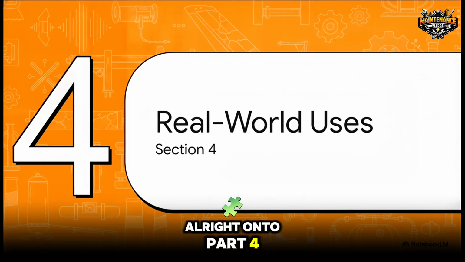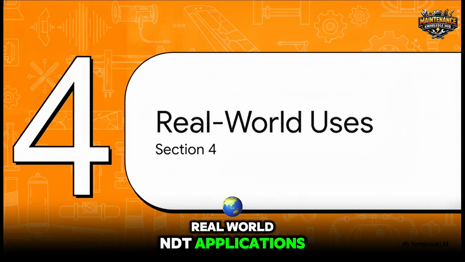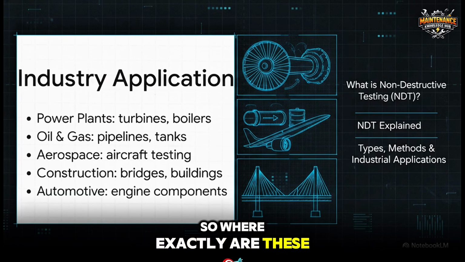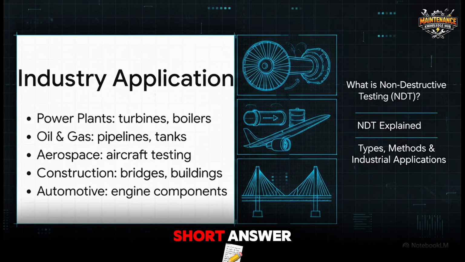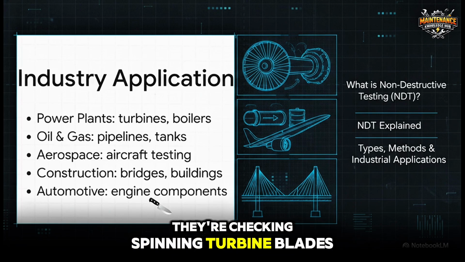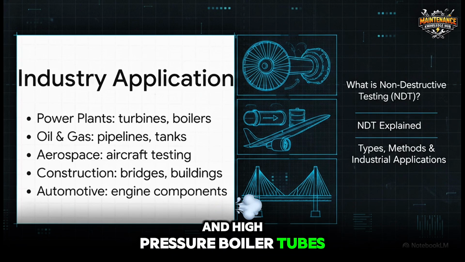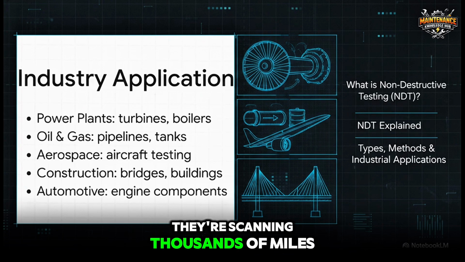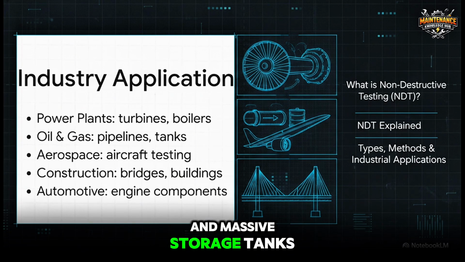All right, on to part 4, real-world NDT applications. So where exactly are these tests happening in the real world? The short answer? Absolutely everywhere. In power plants, they're checking spinning turbine blades and high-pressure boiler tubes. Out in the oil and gas fields, they're scanning thousands of miles of pipeline and massive storage tanks.